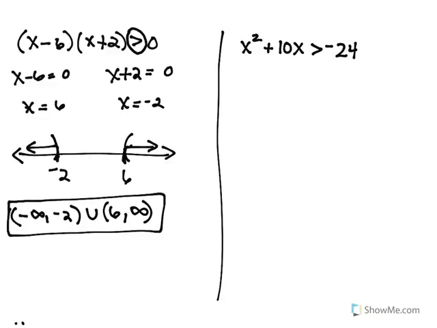And you can always test a point, meaning you could pick a value to the left, a value to the right, and plug it into the original problem and see if you get a true statement back. If it's true, then that means it's part of the solution. So what I mean by that is, if I was to do negative 3, because negative 3 is part of the solution, when I do negative 3 into the original problem, I should get a true statement back.